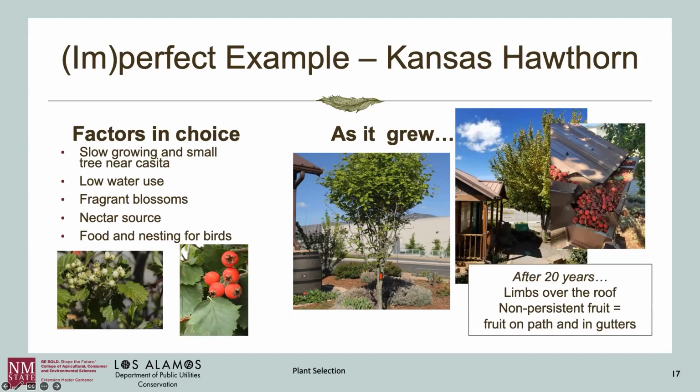So after 20 years, and just recognize a lot of the things you'll see in the garden are 20 or 30 years old. So non-persistent fruit, so it gets in the gutters, it gets on the path, but we will fix this. Typically, you don't want to do a lot of pruning to your trees because you should get the form and the size that you want and not have to force it into some other thing.